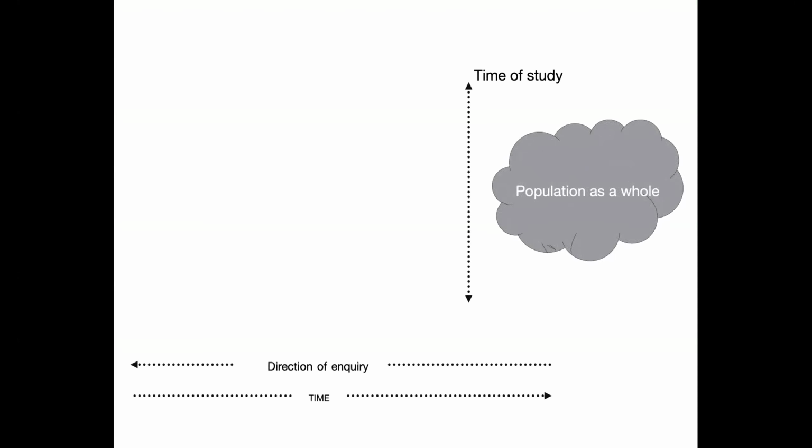Okay, let's talk about how we put one of these together. We start with the population as a whole. This could be a country, this could be a province, this could be a particular group of people, whoever it is that you are interested in. It could be children, it could be adults, it could be women, whatever you decide that you need to study. So that's your population as a whole. And this is a retrospective study. The direction of inquiry is backwards against time. So we're looking at things that have already happened.